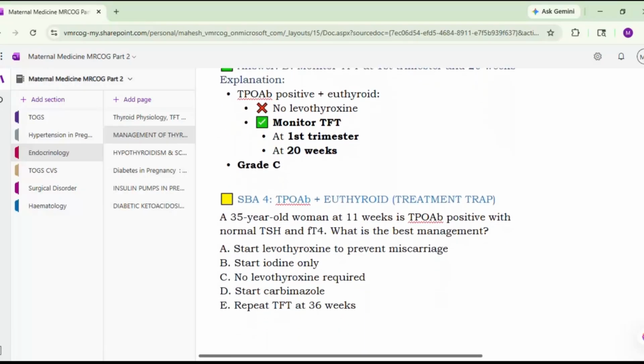Next. A 35-year-old woman at 11 weeks is TPO antibody positive with normal TSH and free T4. What is the best management? A. Start levothyroxine to prevent miscarriage. B. Start iodine only. C. No levothyroxine required. D. Start carbimazole. E. Repeat TFT at 36 weeks. It is C. Yeah, no levothyroxine here.